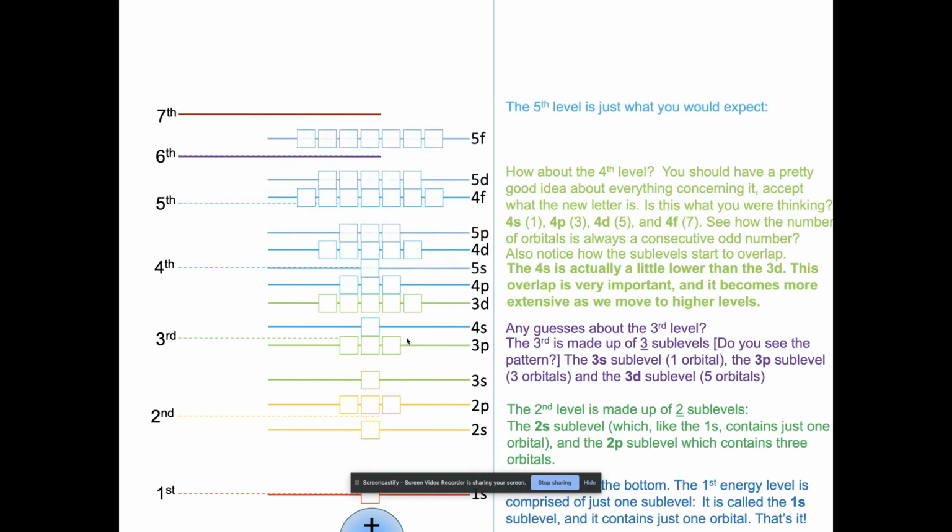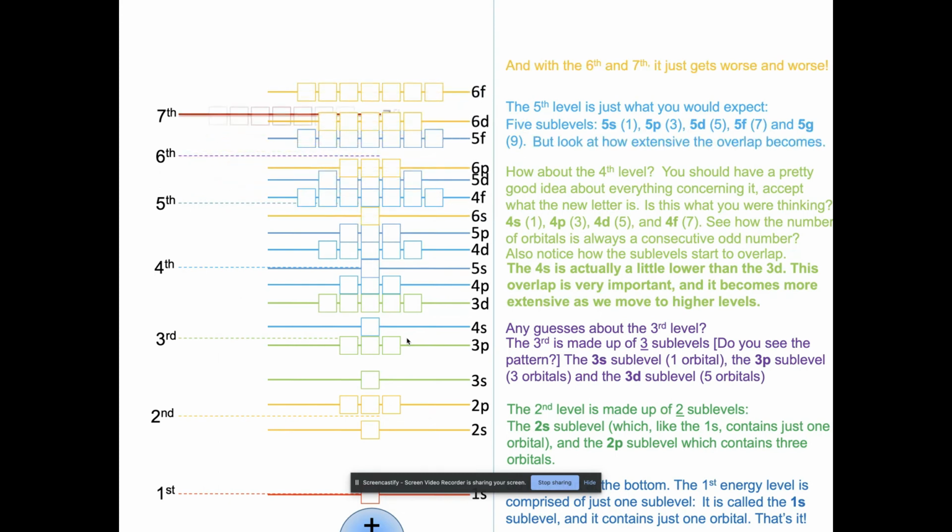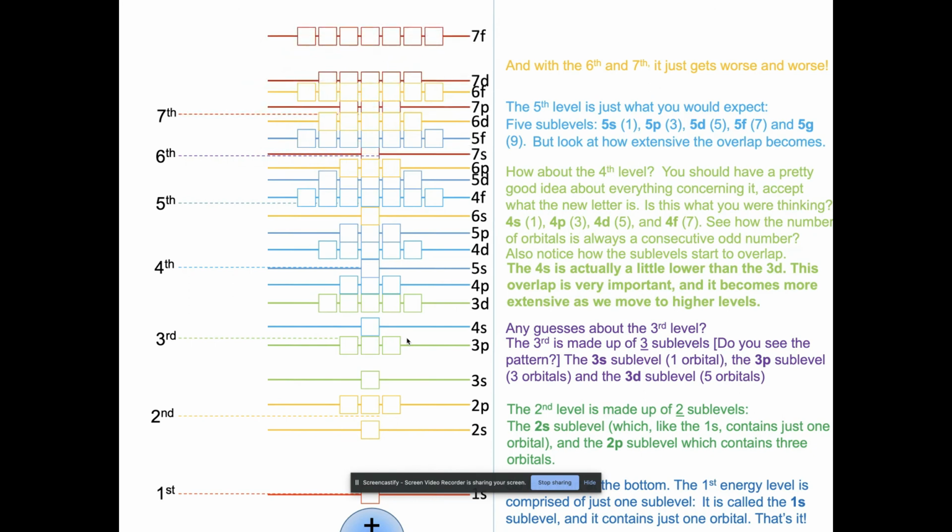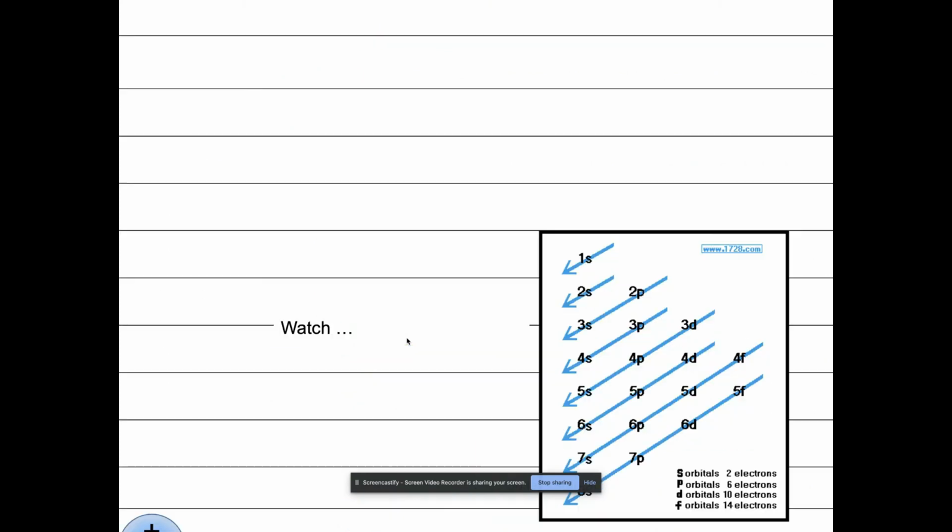The idea of it, remember, theoretically, there's g's at this point. We're not even showing them. And notice that as we get to the 6th and 7th energy levels, it starts to get really messy. And so we need a good method to understand how we fill in electrons and where they reside, so that they're in their most energetically stable configuration.